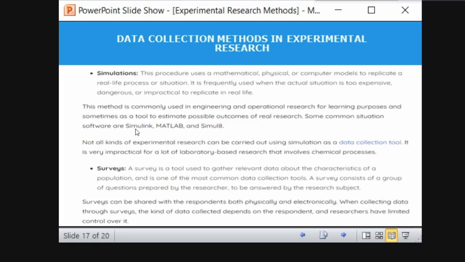It is one of the most common data collection methods, that is true. It consists of a group of questions prepared by the researcher to be answered by the research subject. Those questions may be sent through a questionnaire, or a mailed questionnaire, or even an interview. I prepare a set of questions, and when I meet you, I will ask them. That is an interview. And surveys can be shared with respondents both physically and electronically.